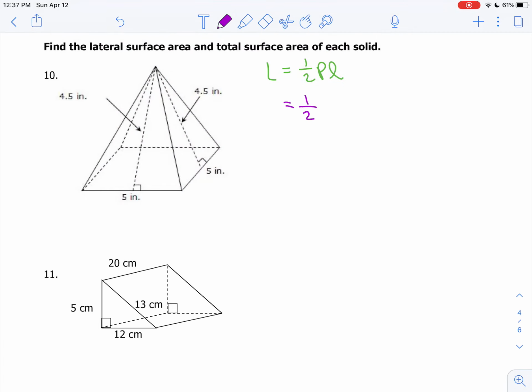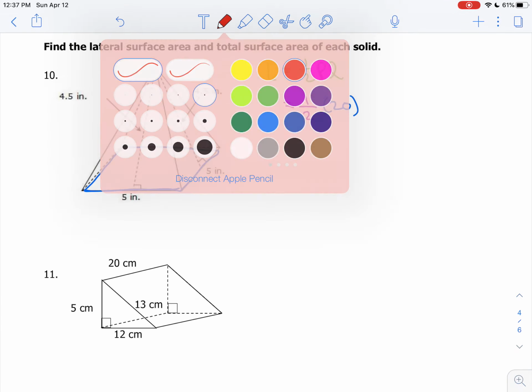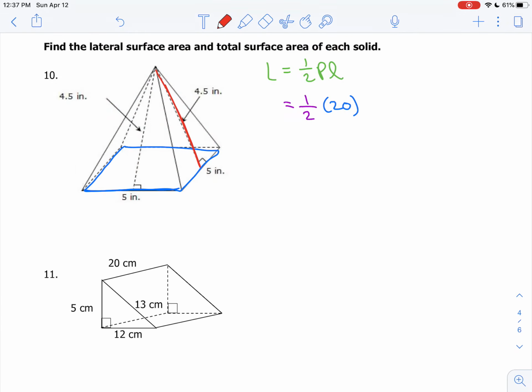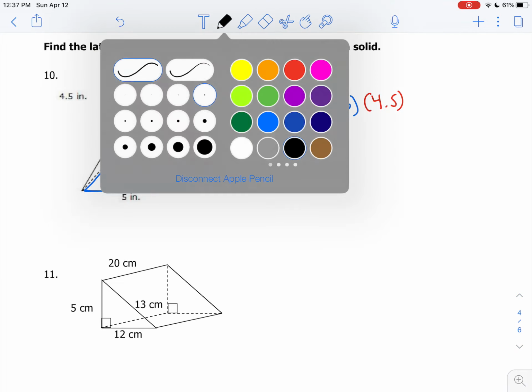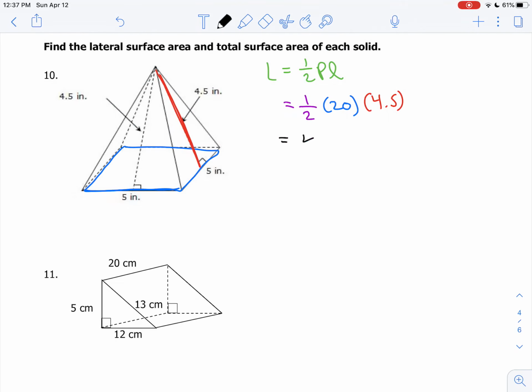All right, so P stands for the perimeter of the base. I'll try to highlight or color in as we go just to make sure everything's clear. There's the perimeter of the base: 5 plus 5 plus 5 plus 5 is 20. Then the L stands for the slant height, which is this one right here, 4.5. Go ahead and grab your calculator, and you should get 45, and this is area, so that's inches squared.